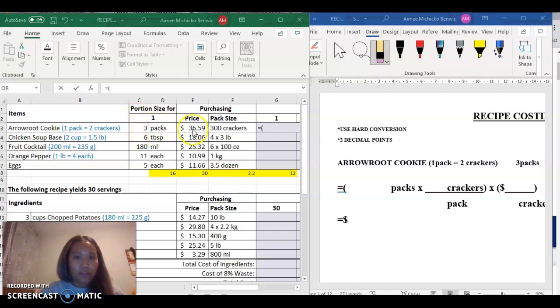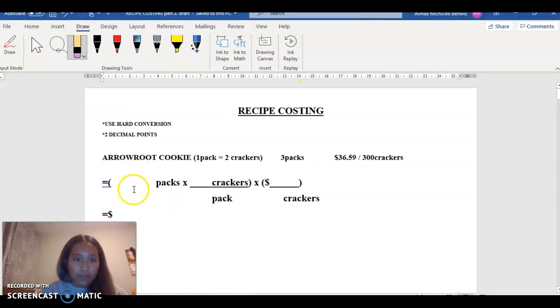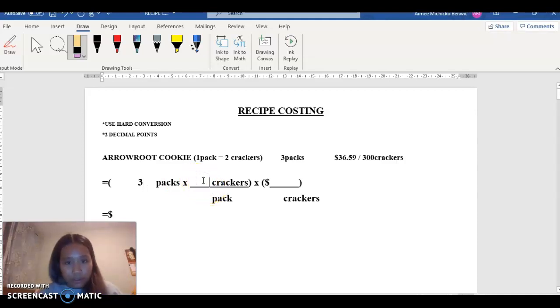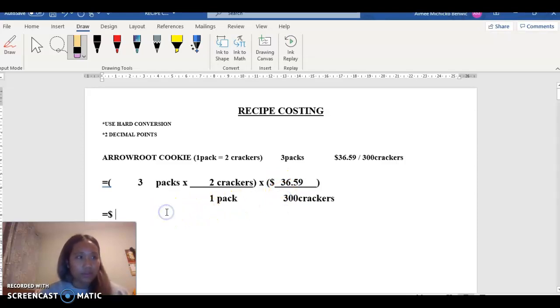So here is our portion size, the price, and then the sizes of the item. So let's start with the first item, the arrowroot cookie. I have 3 packs here. So three packs, we don't need to convert anything because it's already given in our weight equivalency. There's 2 crackers in 1 pack, and then the price is $36.59 per 300 crackers. After calculating that, that gives us 73 cents.